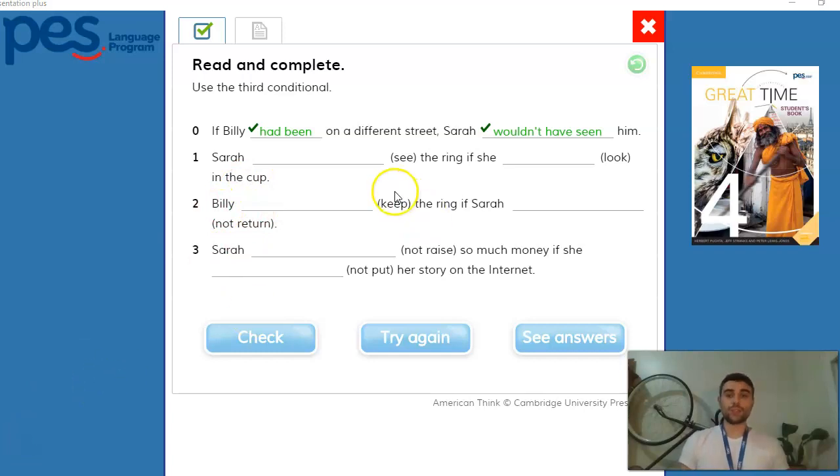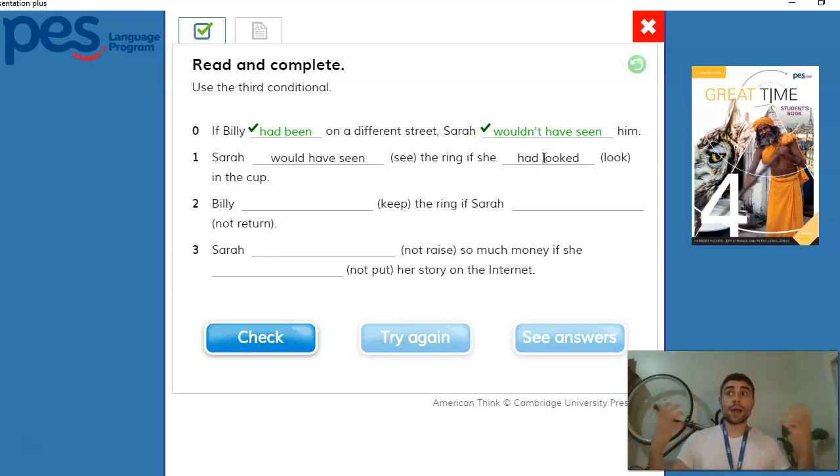All right, so let's complete the sentences and see if your answers are close to the correct ones we are looking for over here. Okay, so first one, Sarah, and then the verb is to see, the ring, if she, the verb is look, in the cup. So we can say, she didn't look in the cup, right? Because the story tells us that Billy was the person who dropped the ring, right? In this case, Sarah didn't see anything. So we're talking about a different situation. Okay, so as she didn't see, we need to say Sarah would have seen the ring if she had looked in the cup.